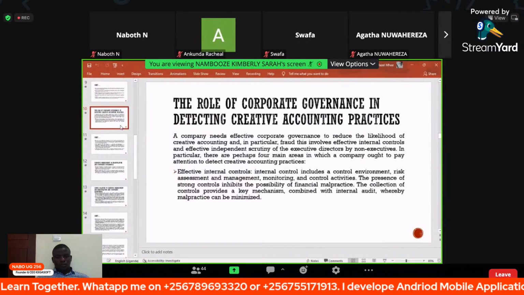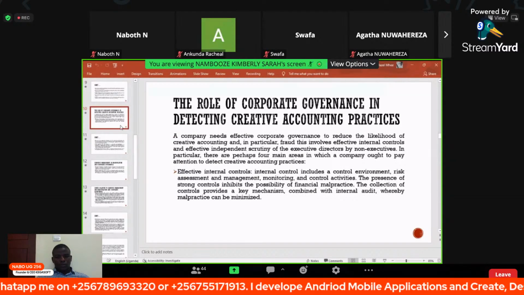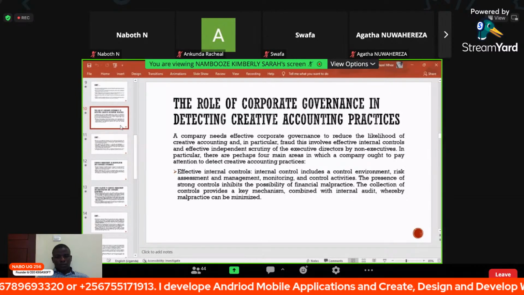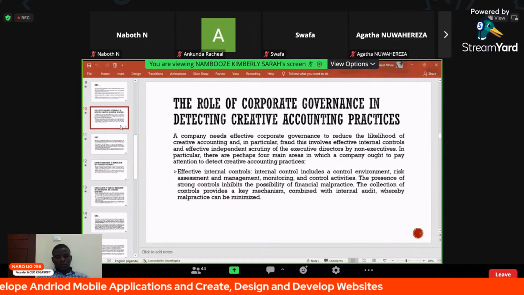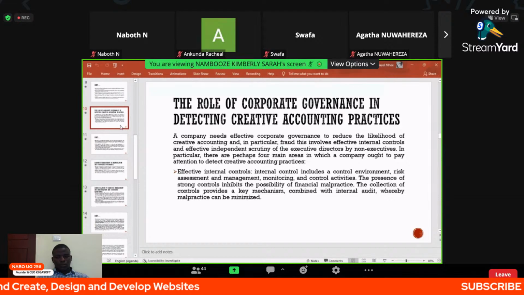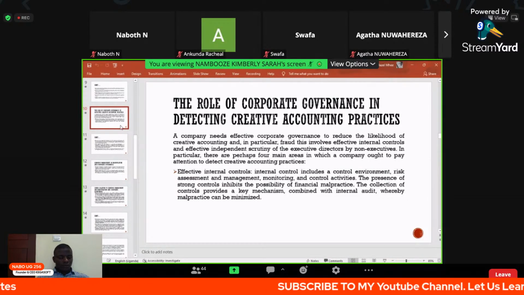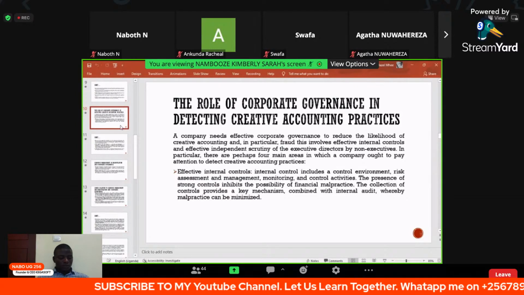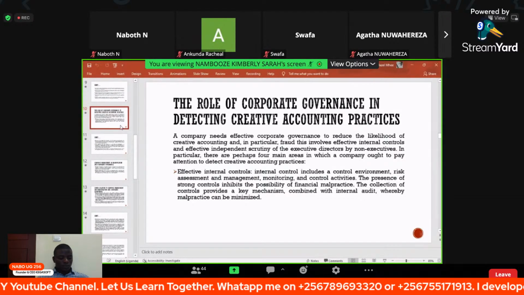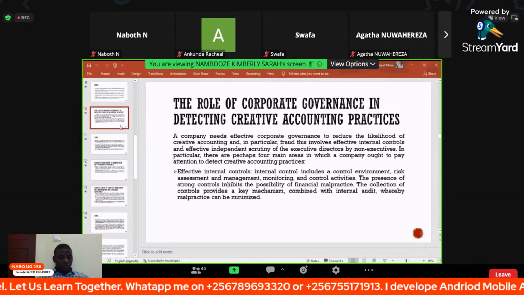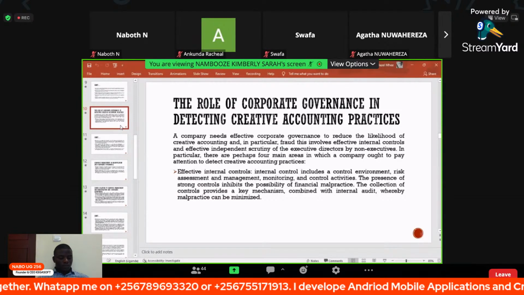Yes, so now I'm going to look at the role of corporate governance in detecting creative accounting issues. How corporate governance is used to try to stop those accounting practices. The company needs effective corporate governance to reduce the likelihood of creative accounting and, in particular, fraud. This involves effective internal controls and effective independent scrutiny of the executive directors by non-executives.